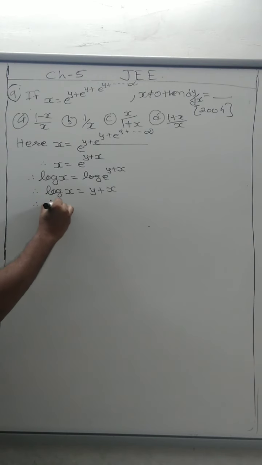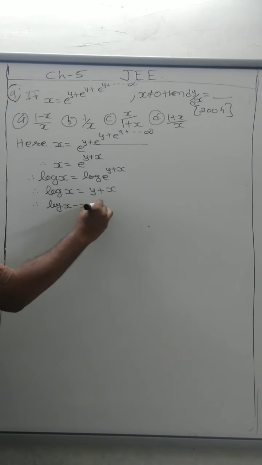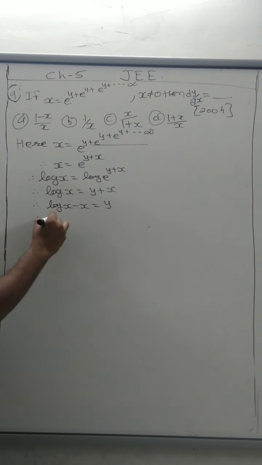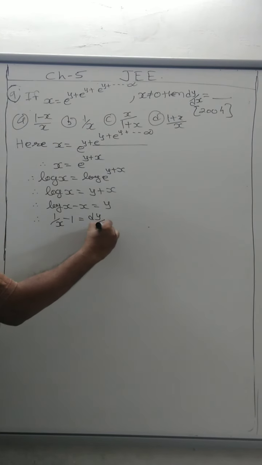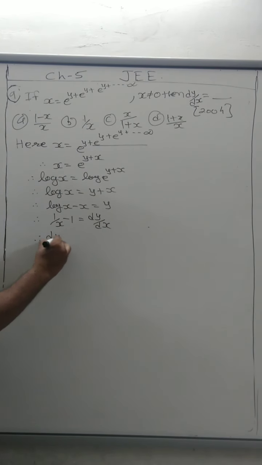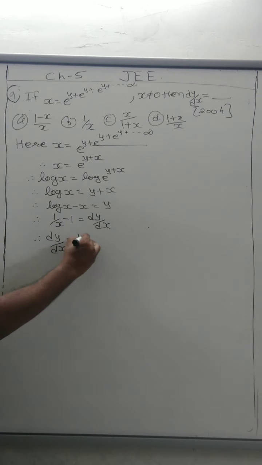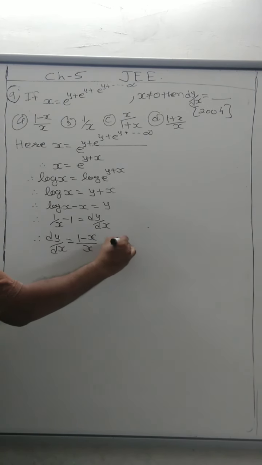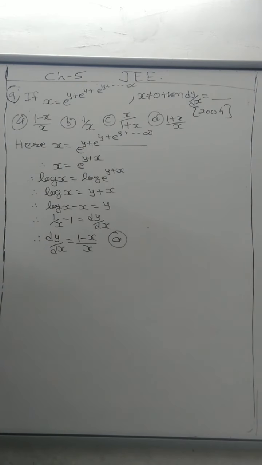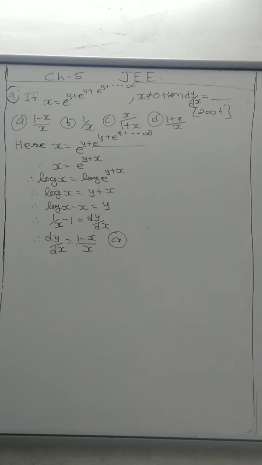Now taking x to one side, log x minus x equal to y. Derivative with respect to x, 1 upon x minus 1 equal to dy upon dx. Therefore, dy upon dx equal to 1 minus x upon x. Okay, so our answer is A. So this way we can do this sum. This sum is quite easy, but you should do it very neatly and carefully.